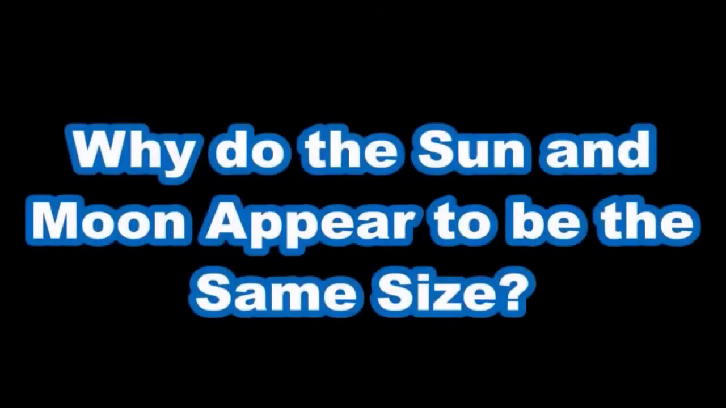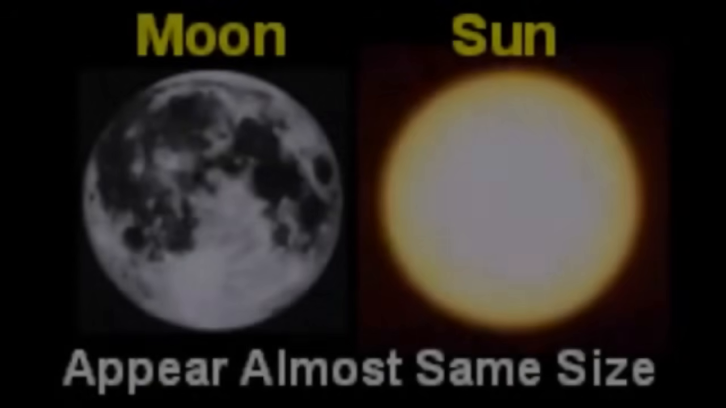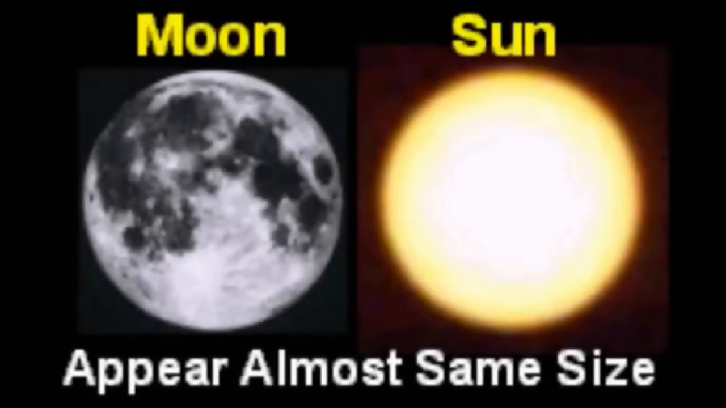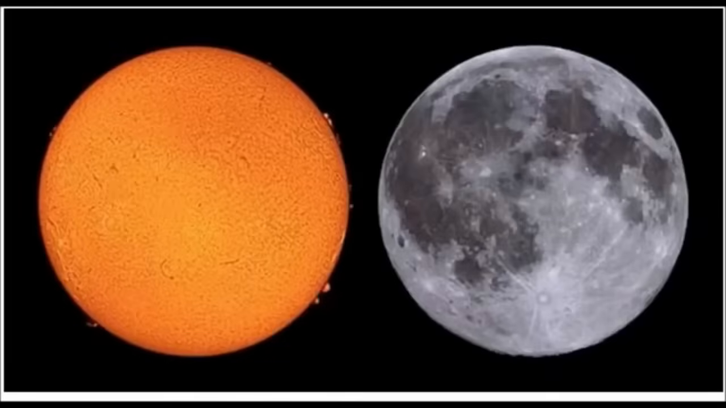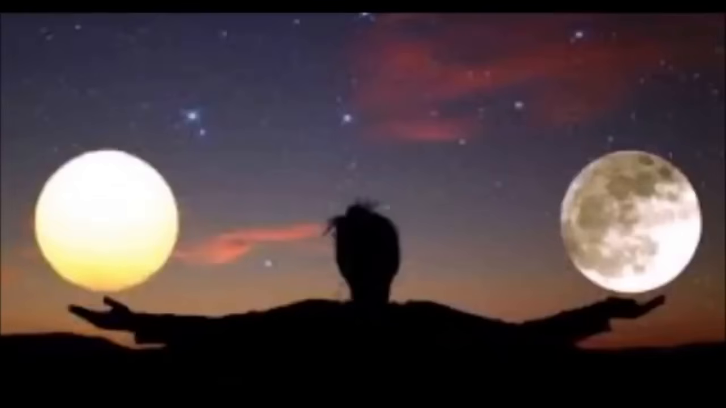Why do the sun and moon appear to be the same size? The sun and moon appear to be the same size because they are the same size. Mainstream science wants you to believe that the reason the sun and moon look like the same size is because the sun is 400 times bigger than the moon and 400 times farther away.